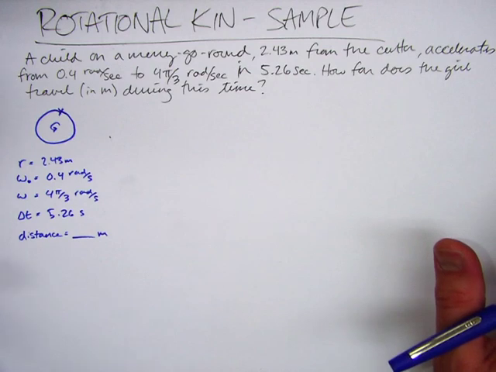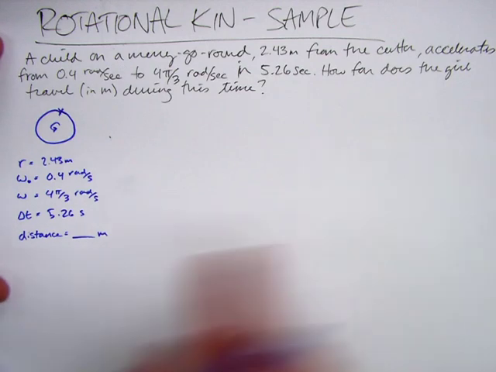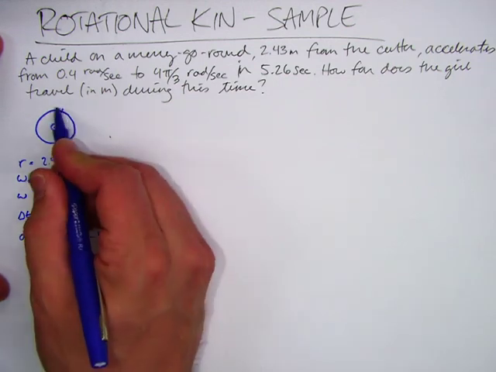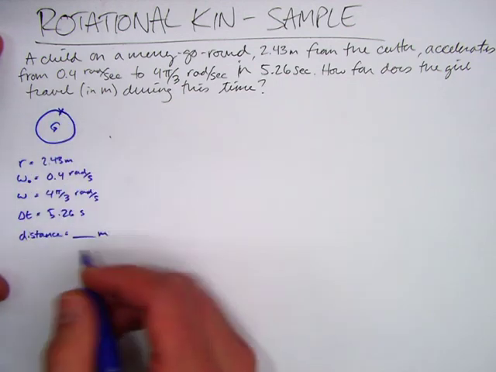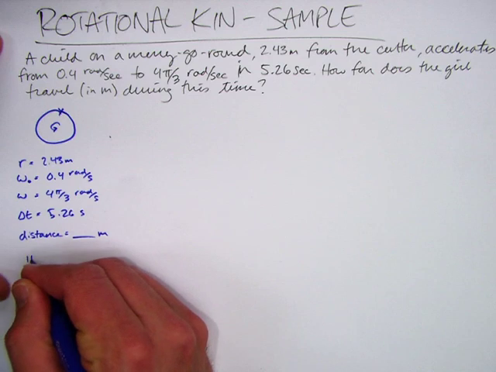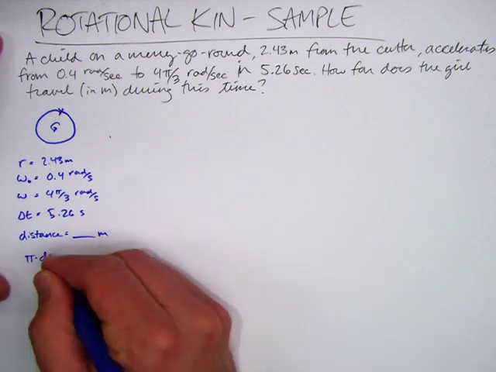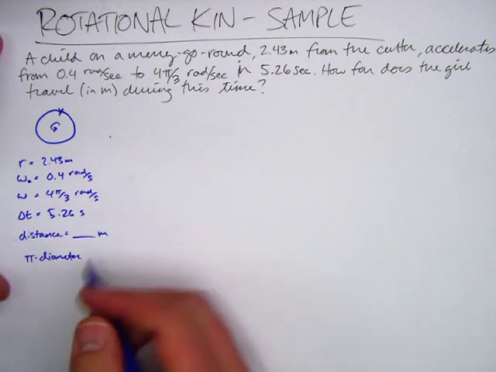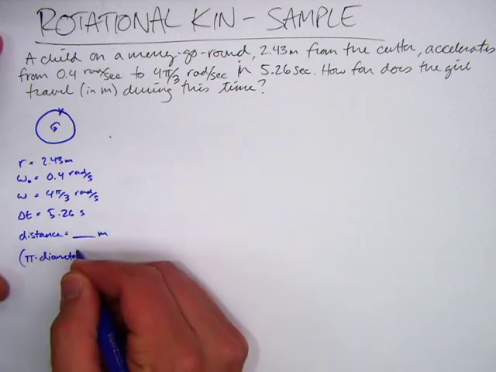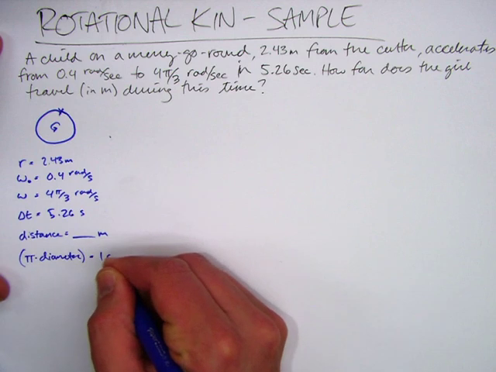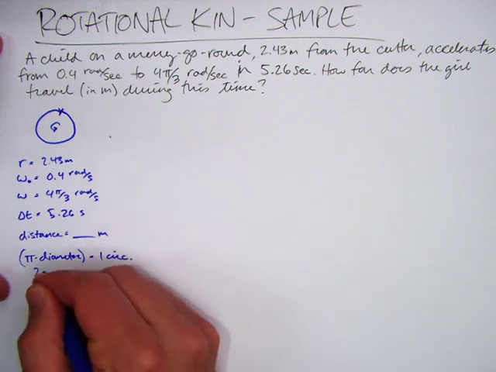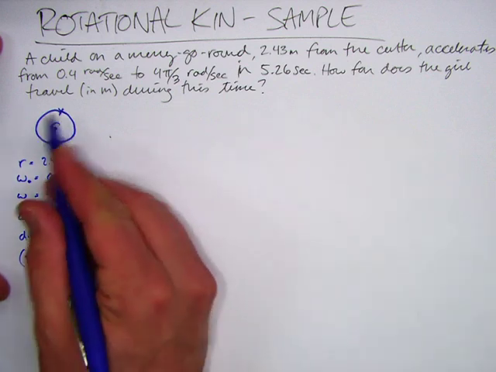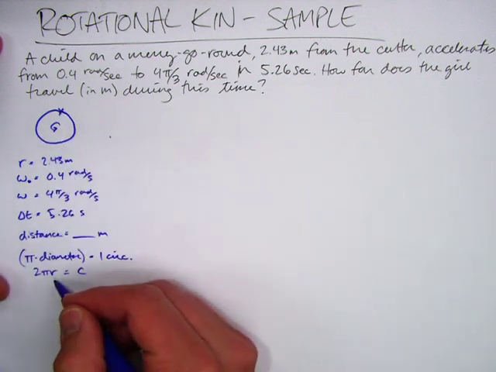So really it's a two-part problem. When we have a rotational problem that's asking for distance, we're going to use a little geometry of a circle to help us out. In one full revolution, the girl travels pi times the diameter. I'm trying to use distance and diameter without getting you confused. So pi times the diameter is one circumference, or 2 pi r. So for one revolution, she travels 2 pi r meters.